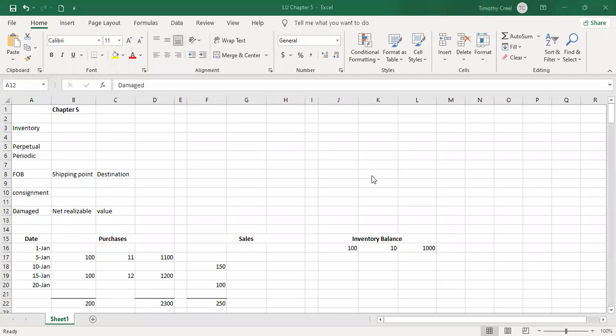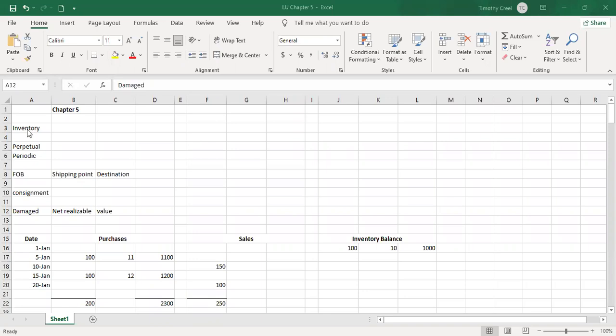Hello. I want to talk a little bit about inventory valuation methods. So let me go ahead and share the screen. Okay, so I've got an Excel file here, and I want to talk about a couple of things again. Inventory valuation. How do companies value inventory?